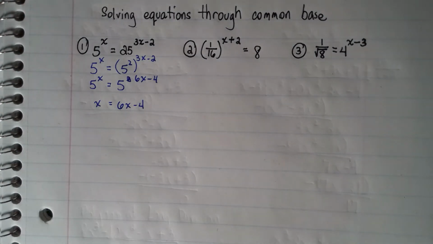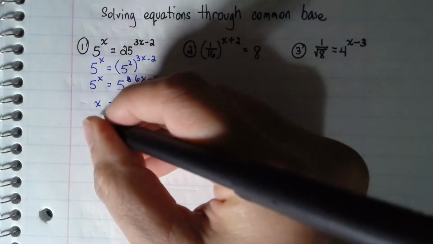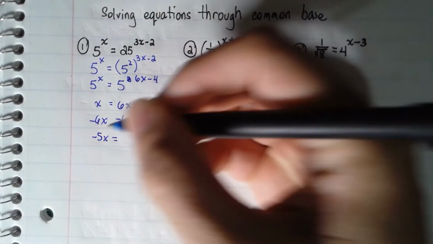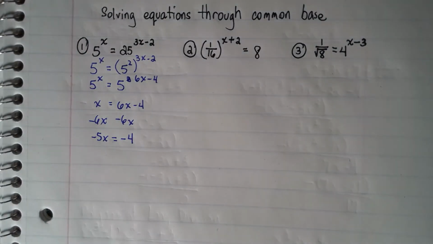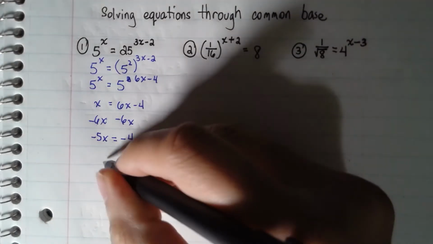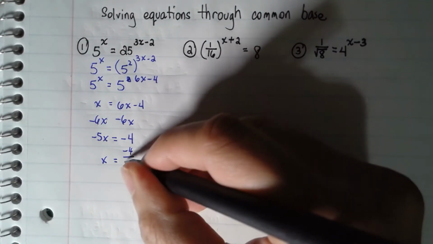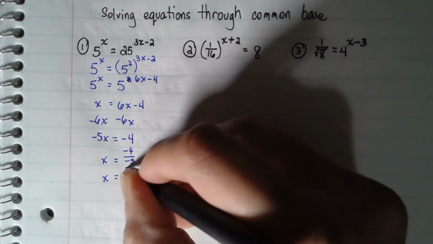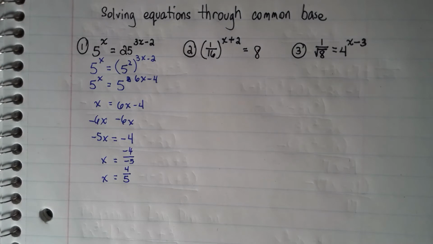Now let's just solve for x. Now we have x on both sides, so let's move one of them. I'll decide to move 6x by subtracting 6x to get negative 5x on the left side. And then the right side, we are left with negative 4. To get x by itself, we divide by negative 5. So x equals negative 4 divided by negative 5, which simplifies to 4 over 5. And we are done with number 1.